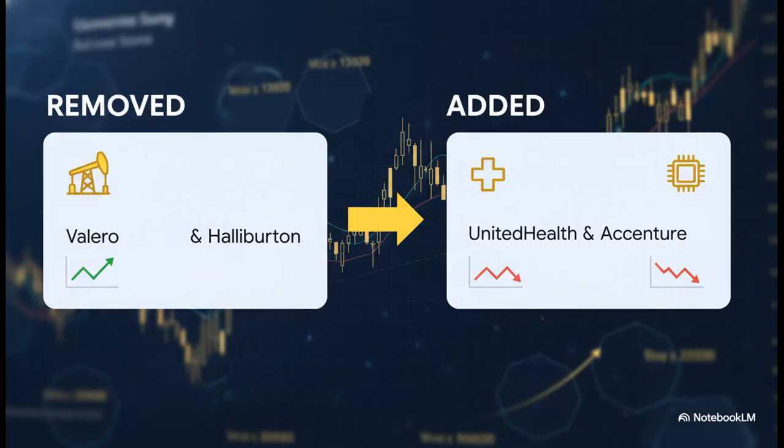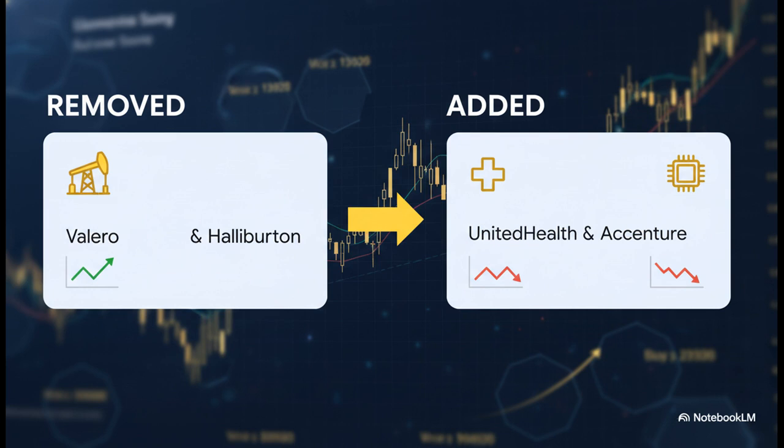And that March 2026 rebalance is just a fantastic example of that buy low, sell high engine in action. It took profits on energy stocks like Valero and Halliburton after they had a huge run. And what did it do with the cash? It bought into high-quality companies in healthcare and tech that had been beaten down, like United Health and Accenture.